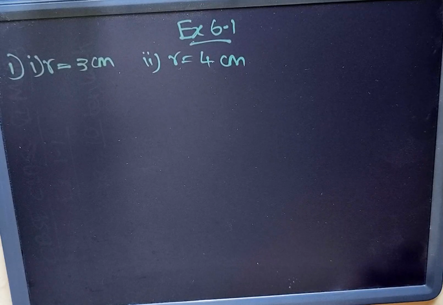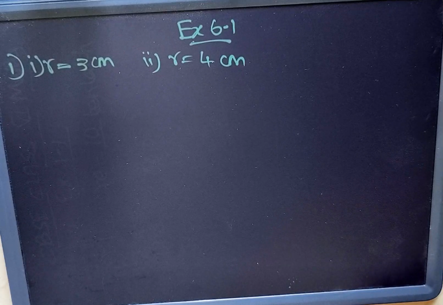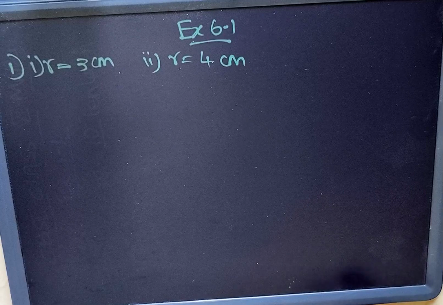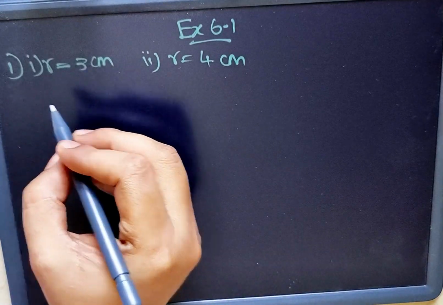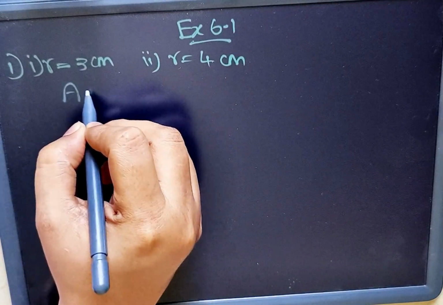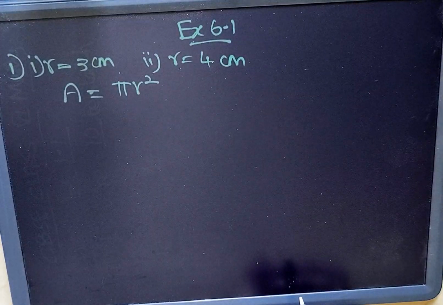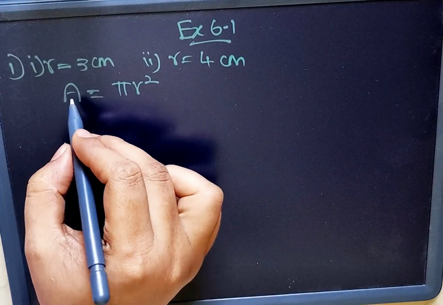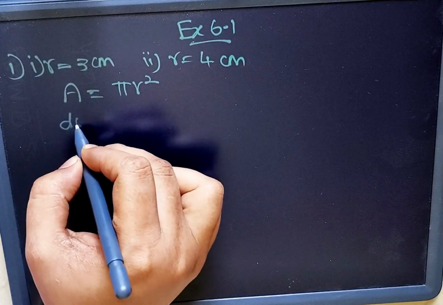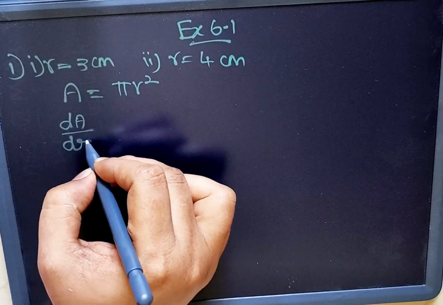Question number 1, we need to find the rate of change of area of a circle with respect to its radius. And two subdivisions are given. First of all, area of circle is pi r square. When we differentiate both sides with respect to radius as given in the question, when we differentiate this area, this will be dA by dr.